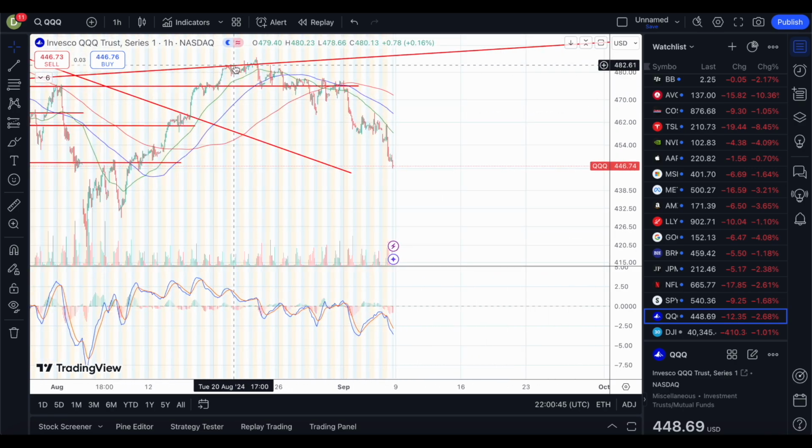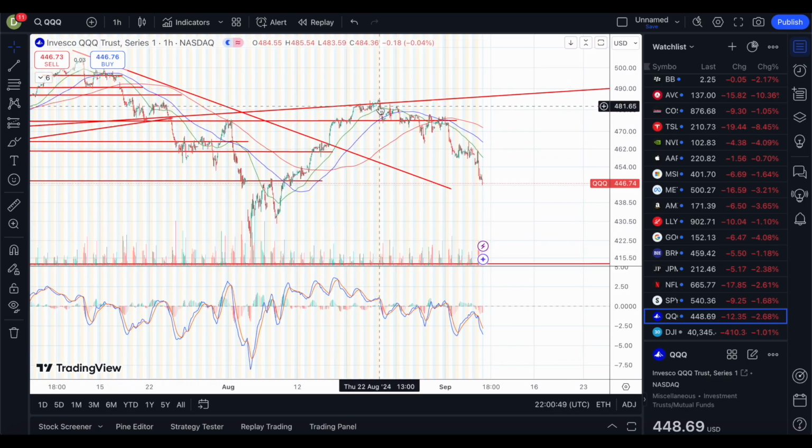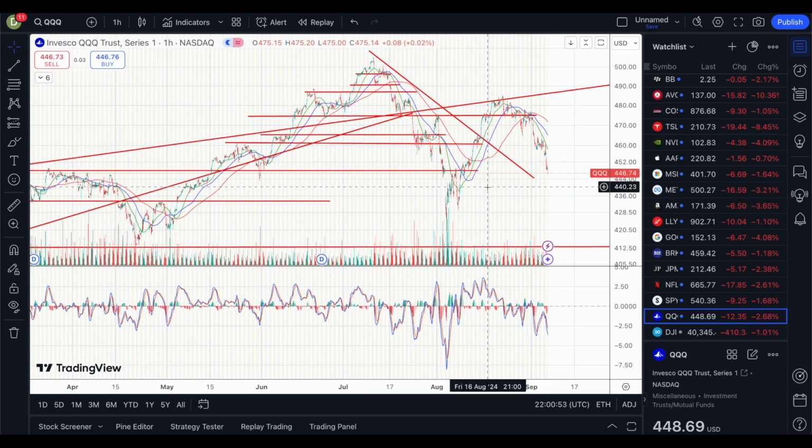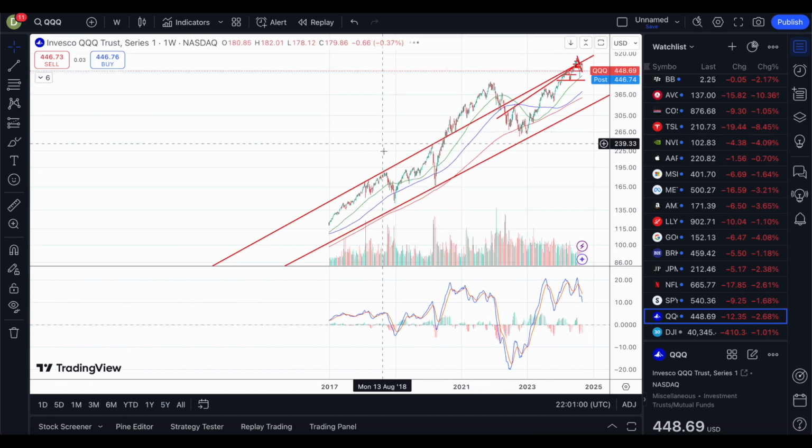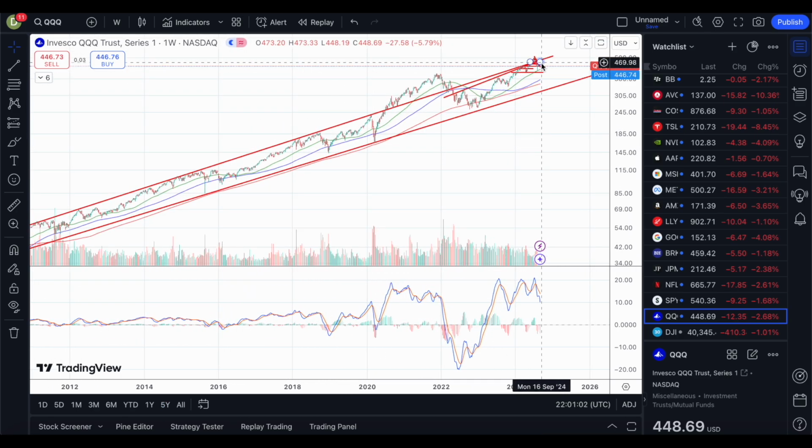It came back underneath it, and we tried to pass it once again, but we could not, and then we started heading down just like the Dow Jones. Again, overall, there is potentially more to the downside. Let me go to the 5 year chart to visually show. So we do have lots of room to come down for the Nasdaq.